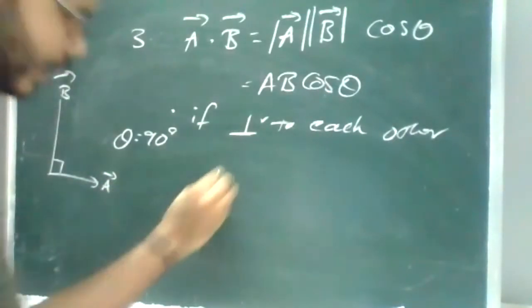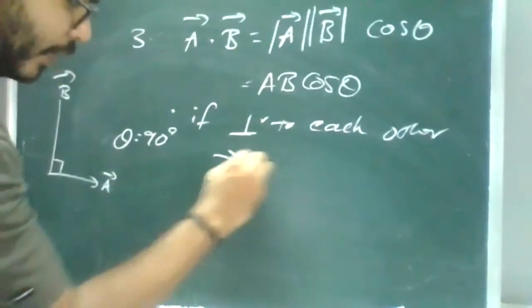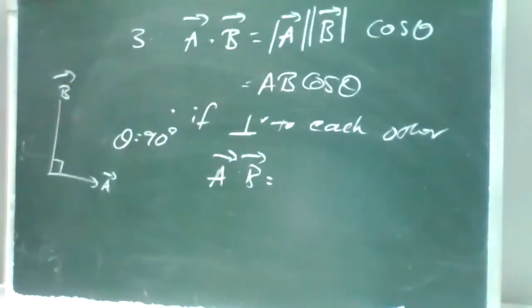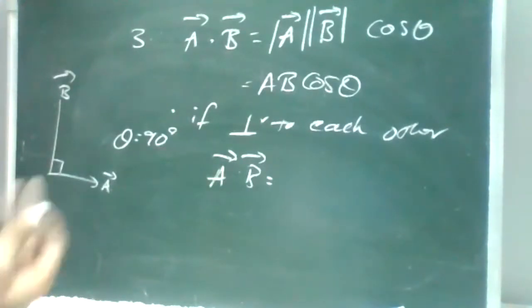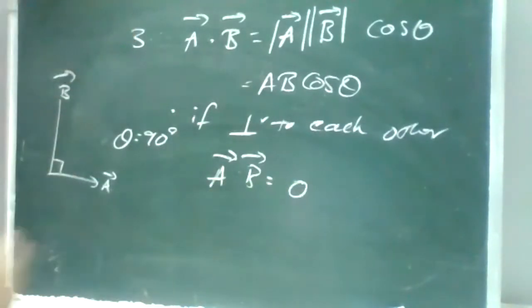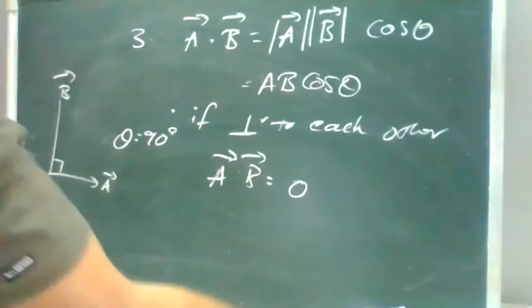Then A vector dot B vector is nothing but cos 90. Cos 90 is equal to 0. So when A and B vectors are both perpendicular to each other, the product is equal to 0. It is the third point. Now, next point, fourth point.